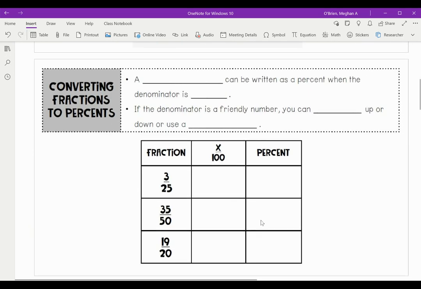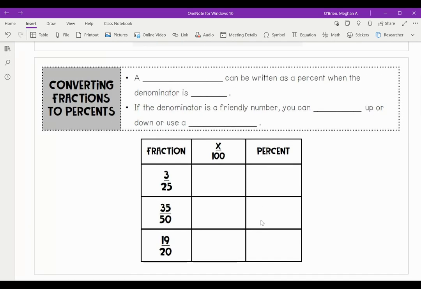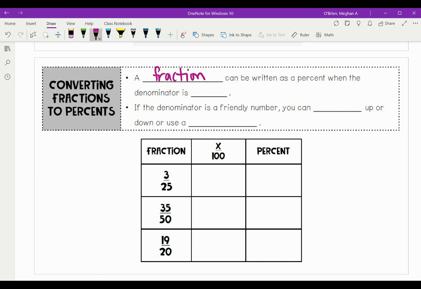So here we go. Converting fractions to percents. A fraction can be written as a percent when the denominator is 100, right? Percents are always out of 100. If the denominator is a friendly number, meaning it can go into 100, you can scale up or down or use a proportion. We know that word, right? We can use a proportion.